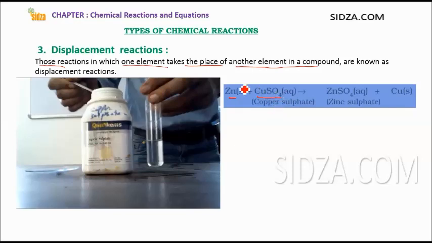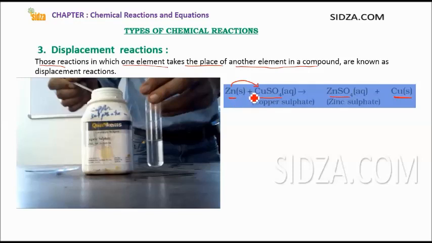Zinc can displace the copper from the copper sulfate solution and forms the zinc sulfate, and you get the metallic copper. Okay, so here zinc can take the position of copper. So one element takes the position of another element in a compound. That's the displacement reaction. Here the zinc displaces the copper from the solution.